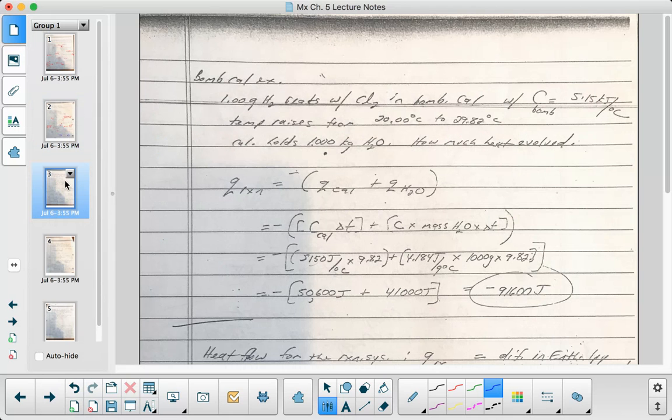And then this here, I'll just let you look through. I won't spend the time on it right now. It's just an example that will walk you through a calculation for the bomb calorimeter. But that's it for this piece, and I'll be back in a minute.